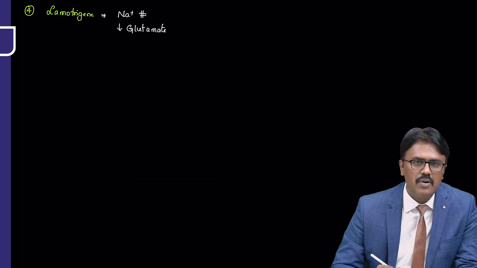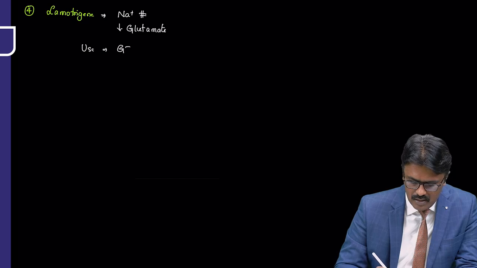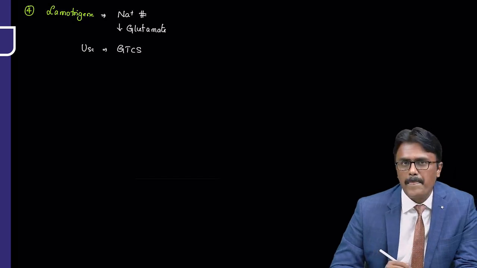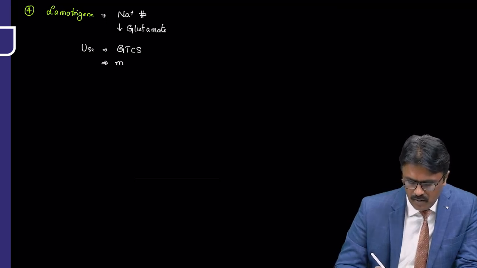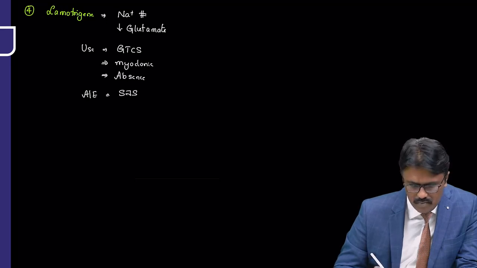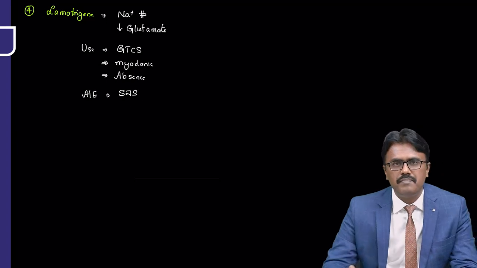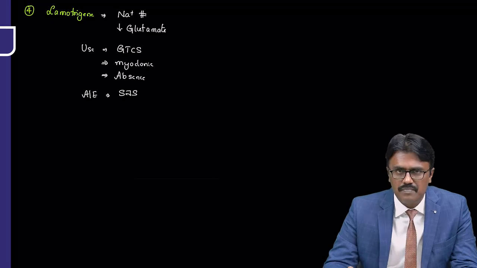Now, coming to lamotrigine, where to use it? It is used in generalized tonic-clonic seizure, then myoclonic seizure. It is also used in absence seizures. But one drawback of the drug is it can cause Stevens-Johnson syndrome. That is a major problem. Major problem is Stevens-Johnson syndrome.